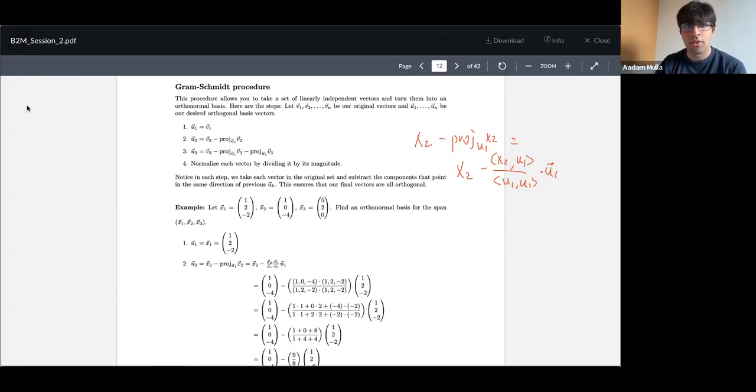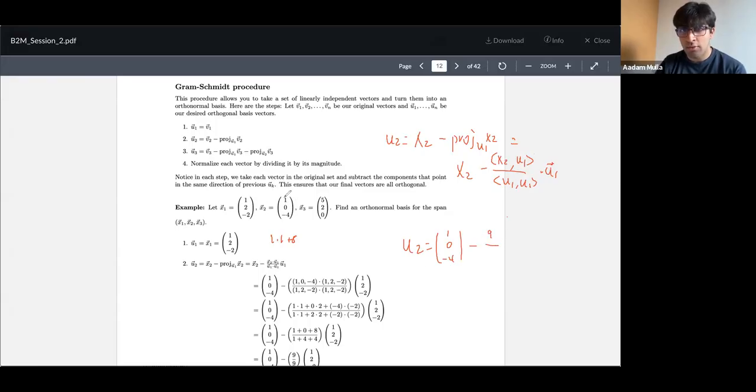Let's find u2. So u2 equals this guy, which equals that guy. So u2 equals x2, which is 1, 0, negative 4, minus x2 inner product with u1. That's going to be 1 times 1 is 1, plus 0 times 2 is 0, plus negative 4 times negative 2, which is 8. That should be 9. So this part is 9 here.